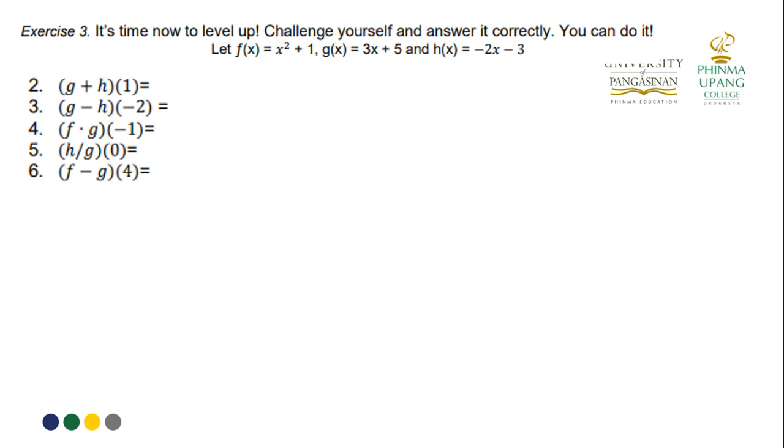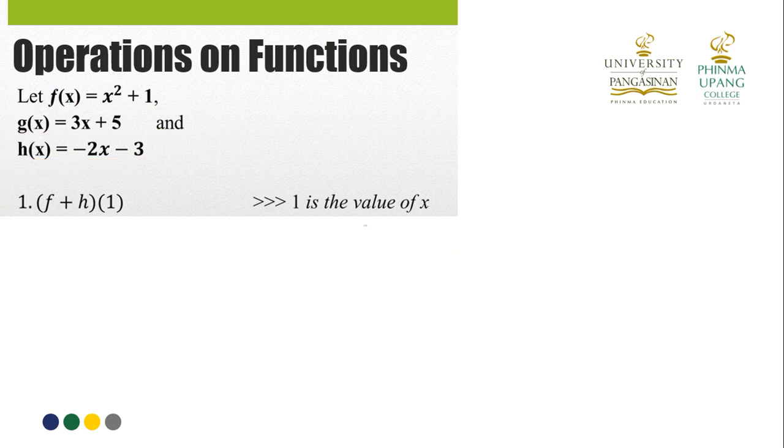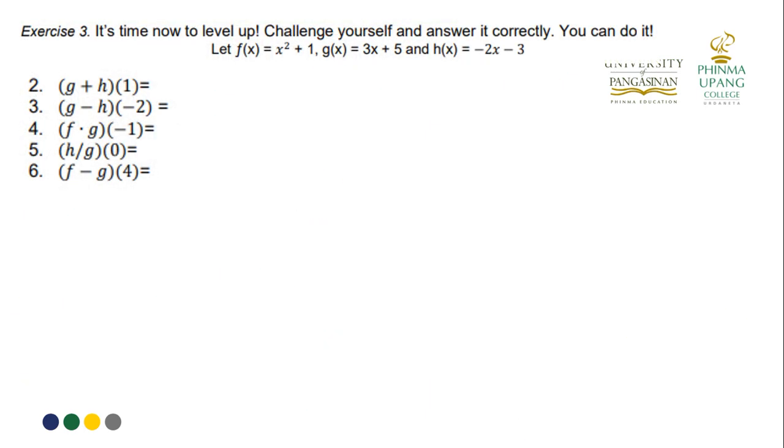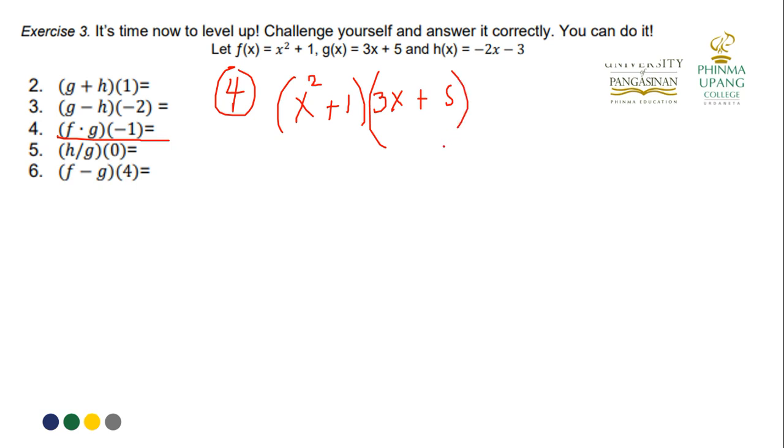Okay, sunod natin yung number 3, tama? So, number 4 na tayo. Okay, let's solve number 4. So, number 4 is multiplication kasi may dot. So, f natin is x squared plus 1. Tapos, yung g natin dito is 3x plus 5. So, in number 4, as you can see po, multiplication lang po. So, pwede natin siyang i-direct na i-substitute ng negative 1 para mas mabilis.